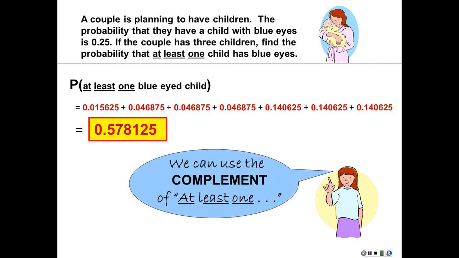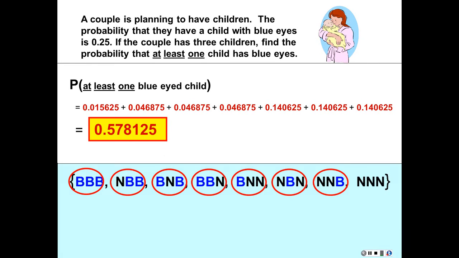Now the other way of doing this, which is much easier, is to find the complement. In other words, notice this Lone Ranger here. That's the one where none of them have blue eyes. Let's calculate that. We multiply. Now notice, this whole thing is supposed to add up to 1. We can get this amount by subtracting 1 minus this number, and we're going to get this right here, the rest of it.